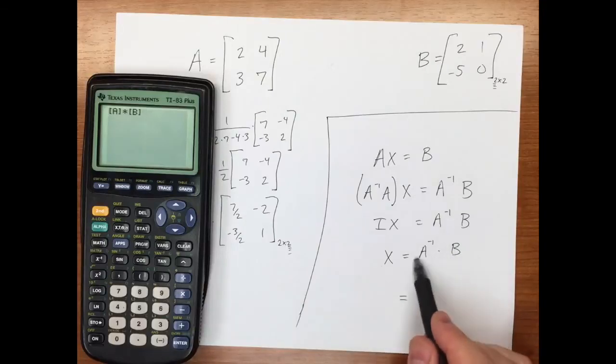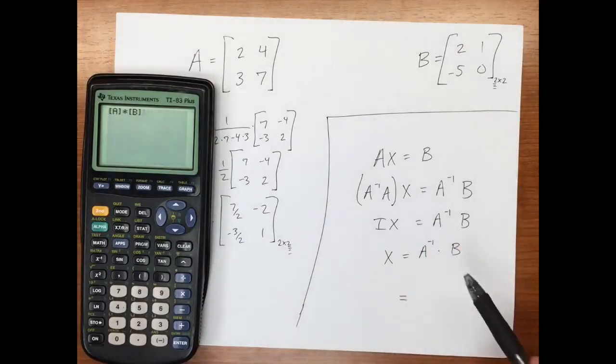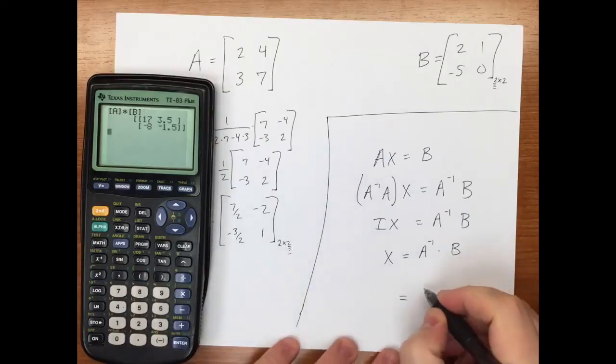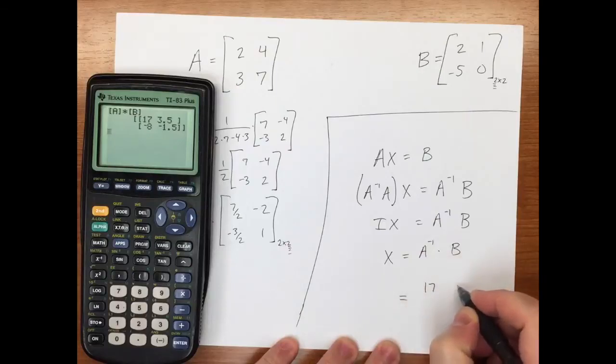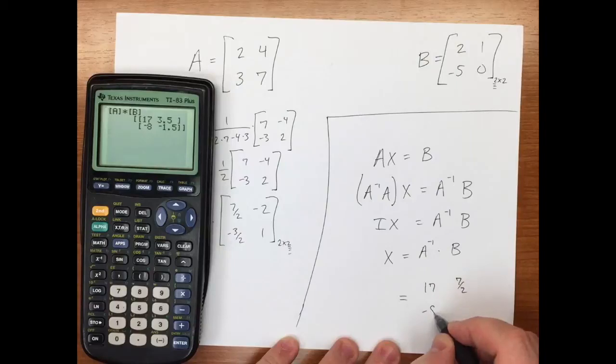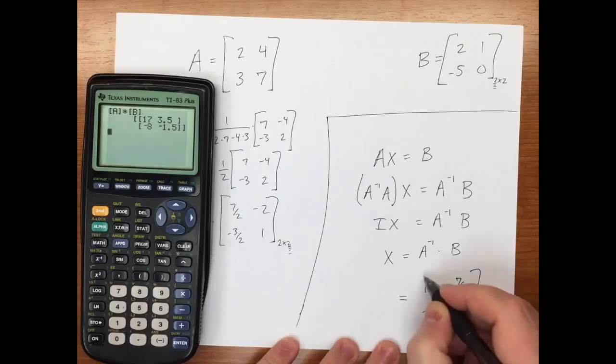Now we can't do B times A inverse. Remember, multiplication is not commutative here when we don't have A and A inverse with each other. Here we can't do B times A inverse. We have to do A inverse times B. So when we do this, we find this new matrix, which is 17, 3.5, which is 7 over 2, -8, and then -1.5, which is -3 over 2. And so here is our matrix X.